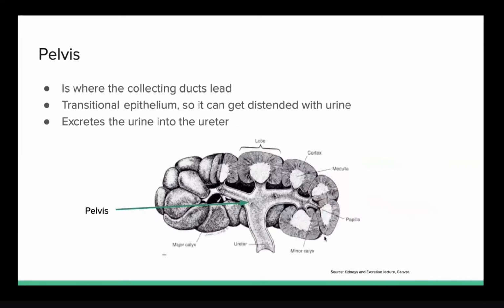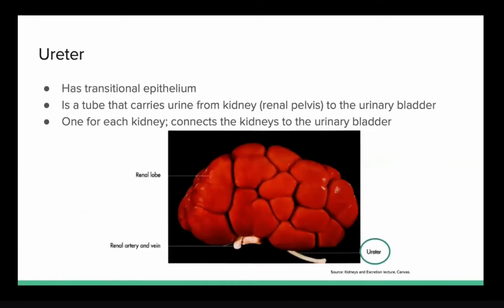The pelvis is where all the collecting ducts lead, and it's lined by transitional epithelium so it can get distended with urine, and it excretes urine into the ureter. The ureter also has transitional epithelium and is a tube that carries urine from the kidney in the renal pelvis to the urinary bladder, and there's one for each kidney.